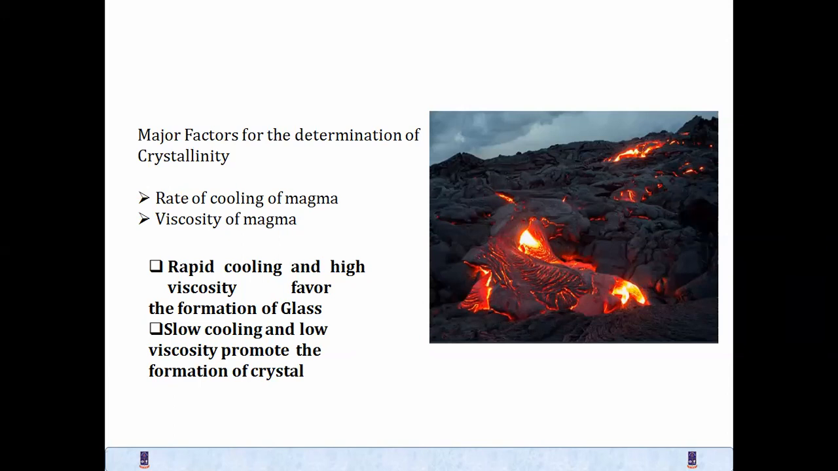Generally two types of cooling are there: fast cooling and slow cooling. So in the magma or lava having a very fast rate of cooling, the glass material is formed, and in the lava or magma having a very slow rate of cooling, the crystals are formed because it takes time to develop the crystals. That's why crystals are always formed in magma or lava having a very slow rate of cooling.